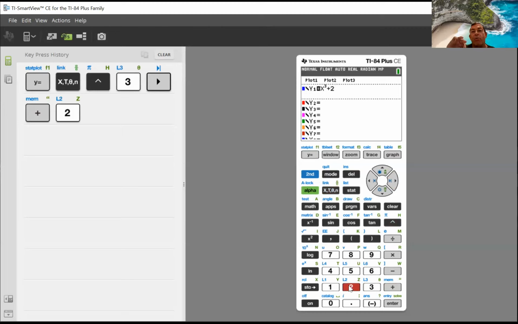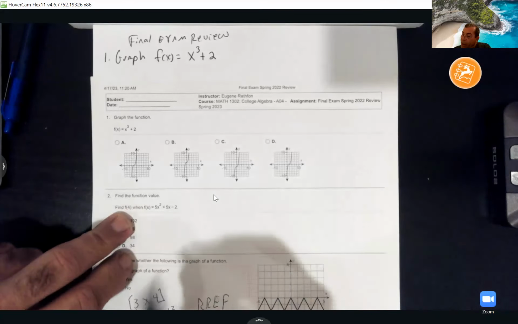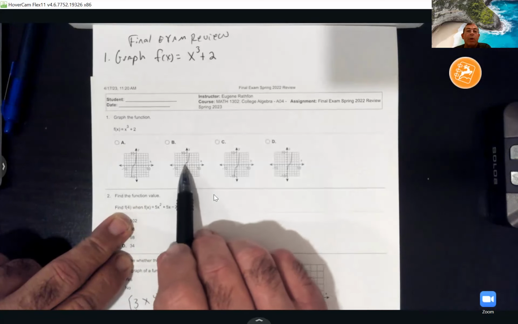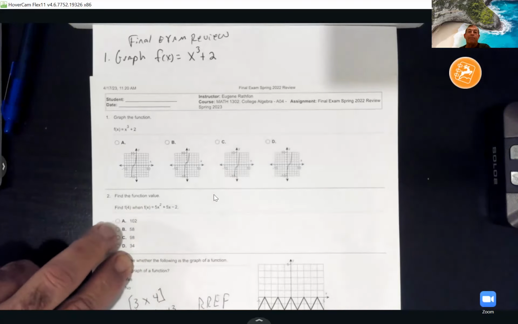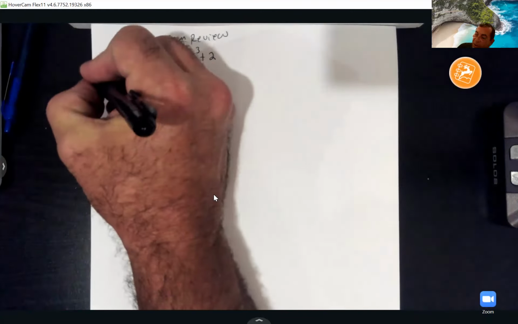And remember, these x cubed graphs were the sort of squiggly graphs that went uphill left to right. So we want to graph that. And notice it's going uphill left to right and crosses the y-axis at 0, 2. Okay, so I'm going to show y'all a picture of what they're going to do on that. So y'all, they're going to give you the 4 pictures. And we would choose B, where it's going up and crossing at 2 and then going uphill. Okay. So, number 1, I would just graph.